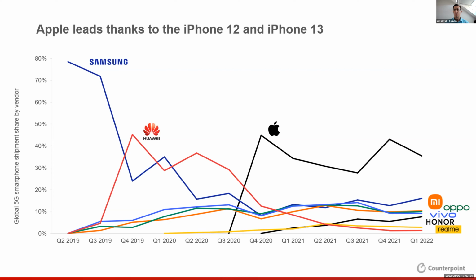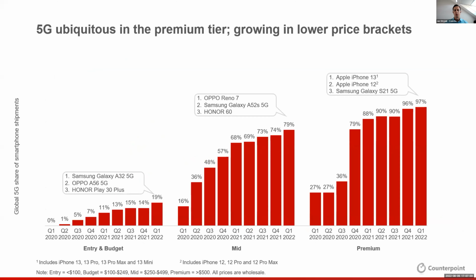But what else is interesting here is the growth in these other OEMs, the Chinese OEMs that are now expanding rapidly outside of China. We have Xiaomi, which is number 3 in terms of 5G shipments globally, and then we have Oppo, Vivo, Honor, and Realme, all growing pretty strongly over the last few years. And one of the results of that is that 5G is growing and dropping rapidly down the price points.